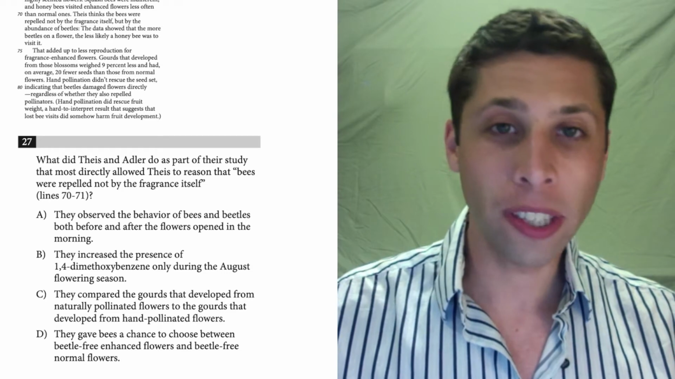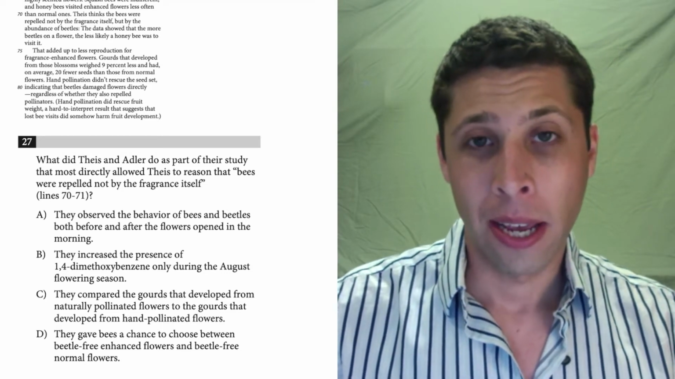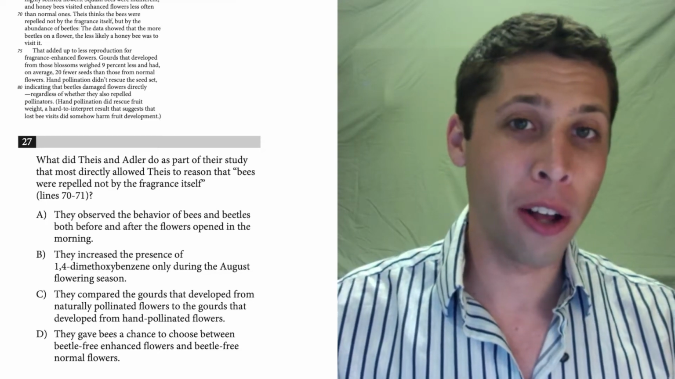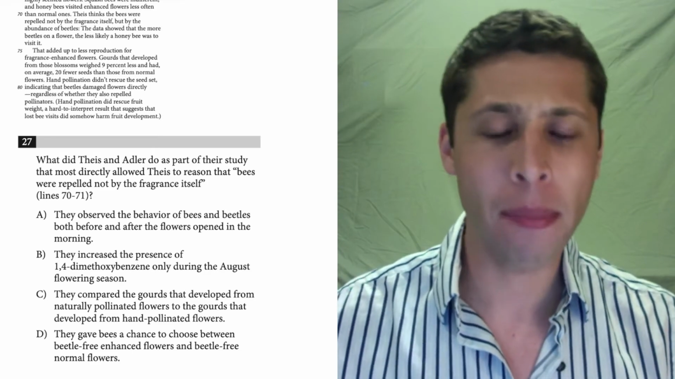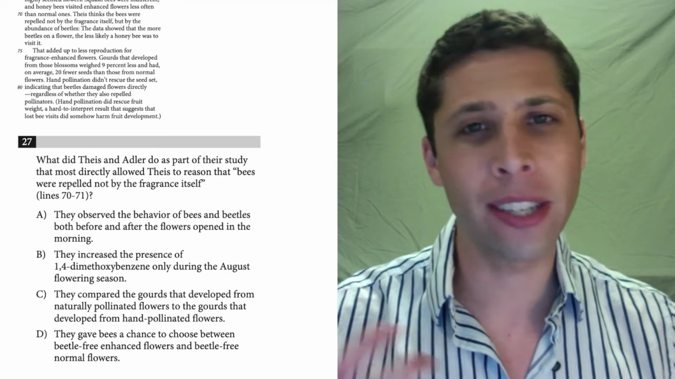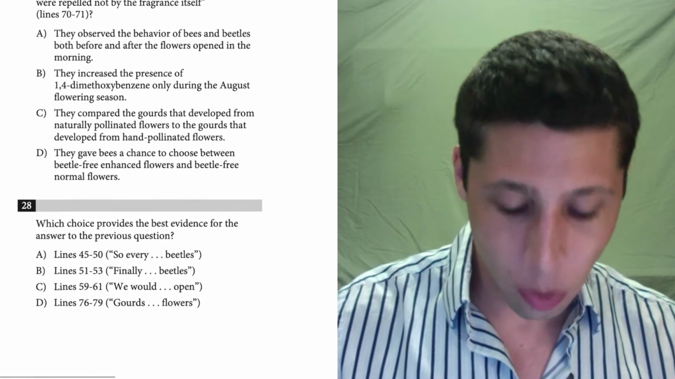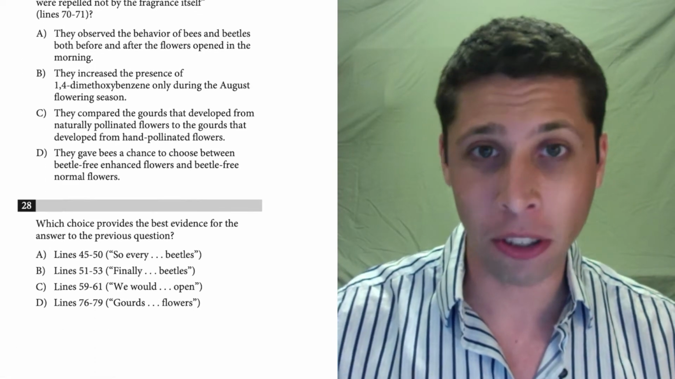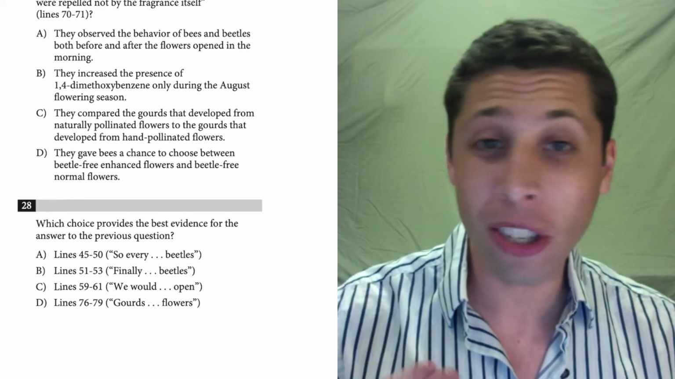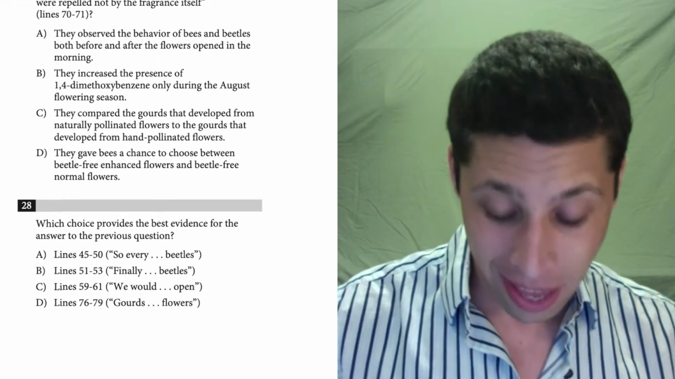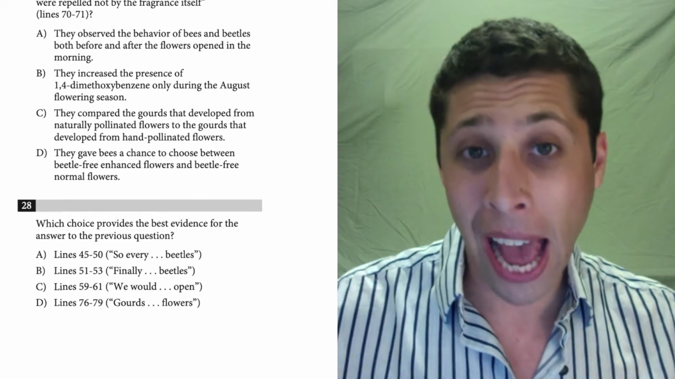Okay, so for number 27, we do have a line reference in the question, lines 70 to 71. But this is a good example of why it's good to always be thinking about the other questions that are coming and looking at future line references, because if we just look ahead for a second, we can see that 28 is linked to 27. These are one of those evidence pairs, and that means that 27 is going to be much easier for us to do if we've also done 28 at the same time. So we really need to do these as a pair.